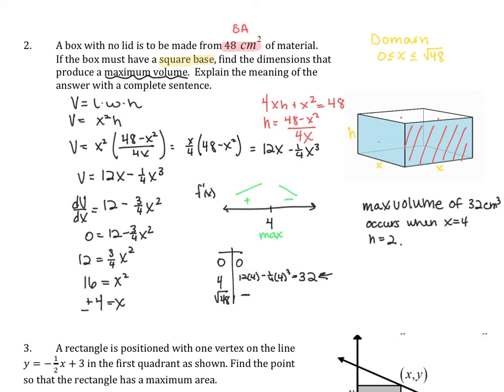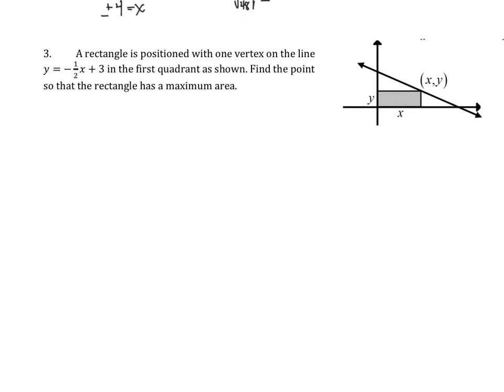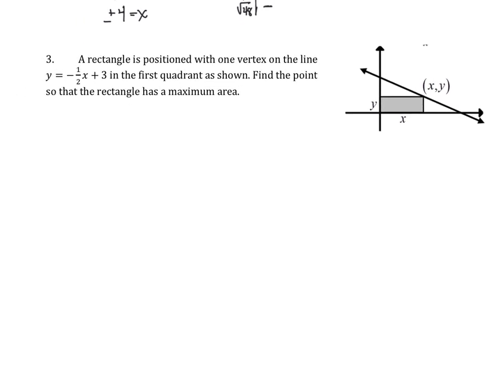Okay, let's look at one other type of problem. These are common where they're not actually a diagram of a shape, but they are on a coordinate system. So a rectangle is positioned with one vertex on the line y equals -1/2 x plus 3 in the first quadrant as shown. Find the point so that the rectangle has a maximum area. Okay, so we know what we're trying to maximize. We're trying to maximize area.